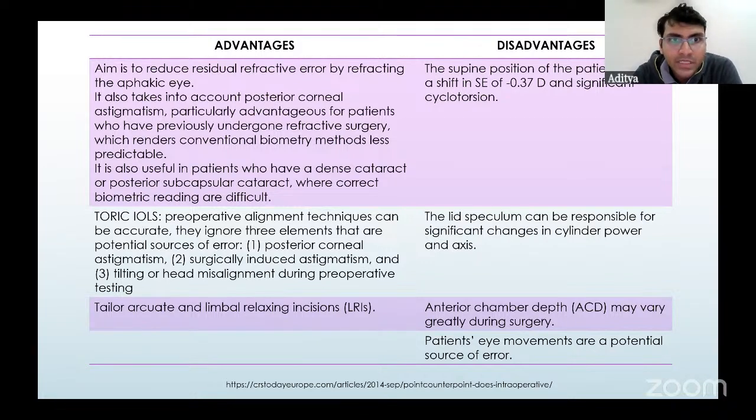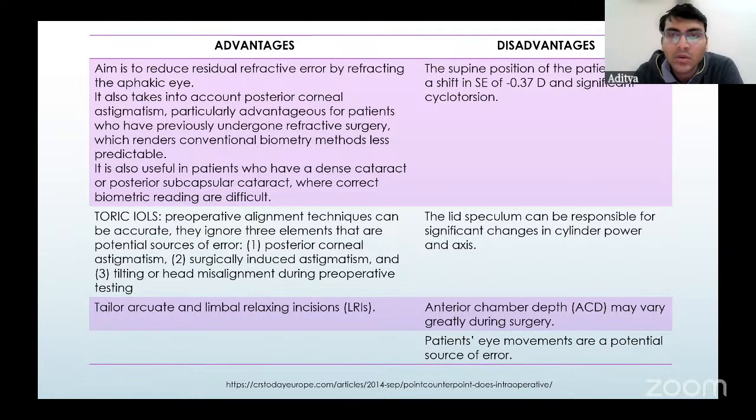Pre-operative biometers can be accurate, but they ignore three elements that are potential sources of errors: posterior corneal astigmatism, SIA, surgically induced astigmatism, and tilting or head misalignment during pre-operative testing. And it can also help in tailoring arcuate incisions and LRIs on the table.